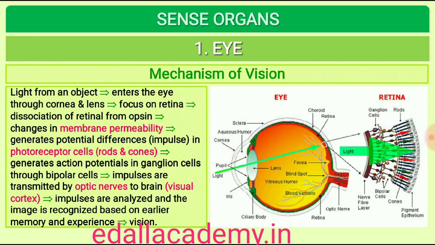As a result, potential differences are generated in the photoreceptor cells. This produces a signal that generates action potentials in the ganglion cells through the bipolar cells. These action potentials, impulses, are transmitted by the optic nerves to the visual cortex area of the brain, where the neural impulses are analyzed and the image formed on the retina is recognized based on earlier memory and experience.